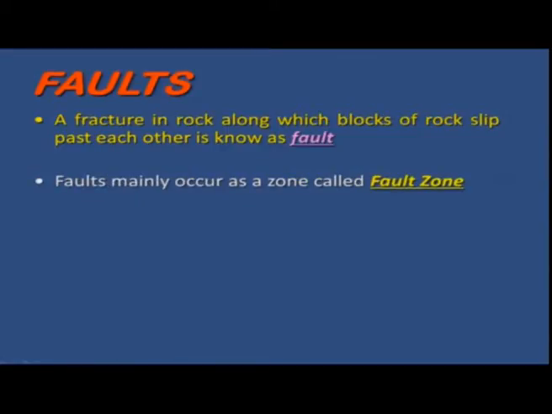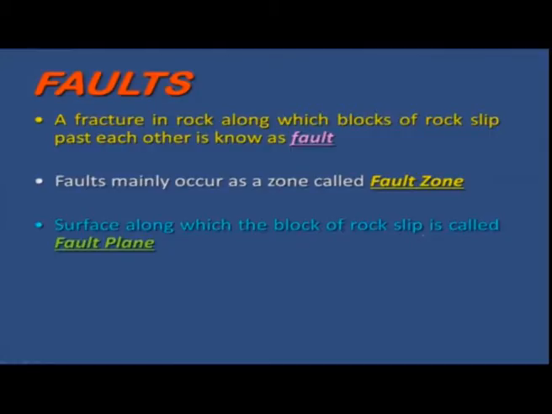But anyways, in a proper sense, if we take any displacement in rock layers, or strata, or the sediment succession, we will term that a fault. And faults mainly occur as a zone, what we call the fault zone. So it will not be a single line or single plane of fracture, but it will have multiple, and it may have a wider zone. And the surface along which the block of rock slips is called the fault plane.